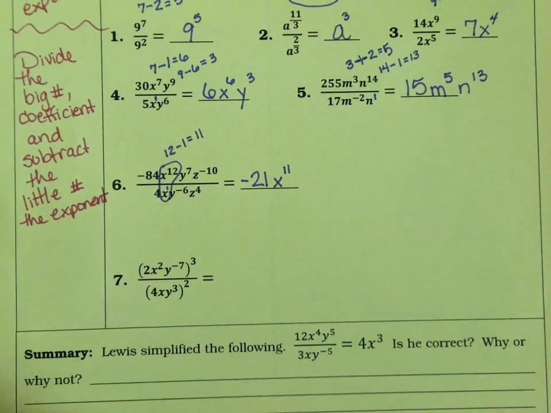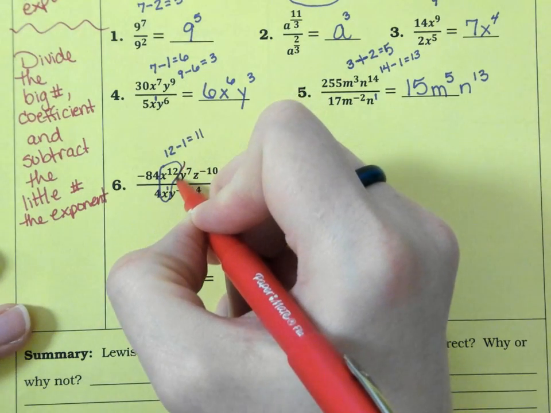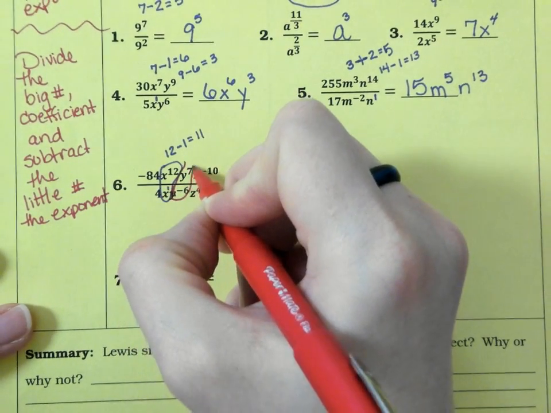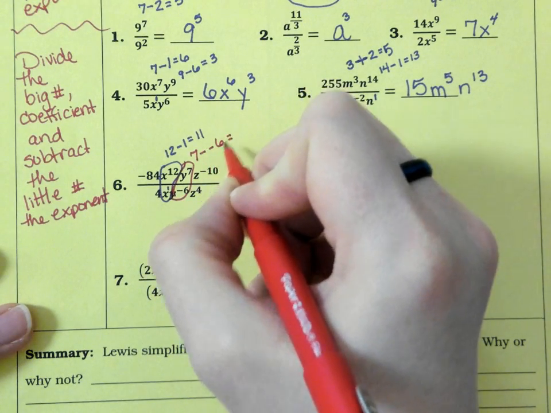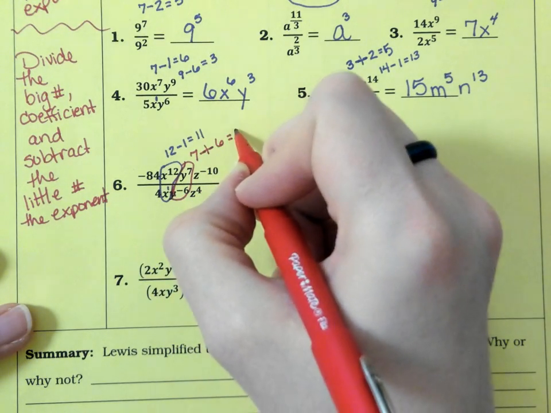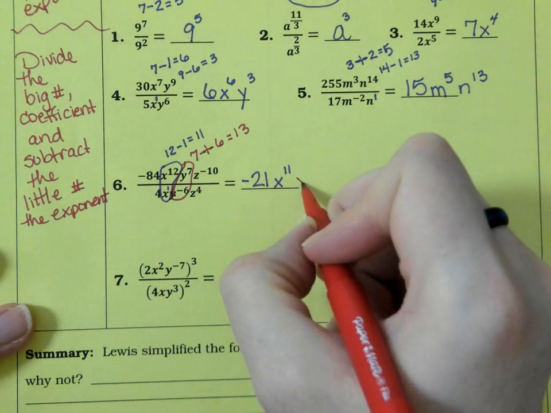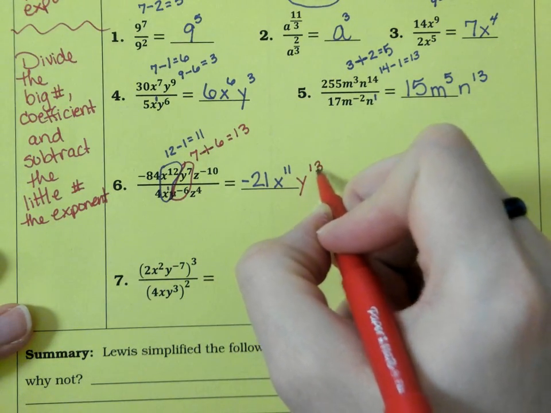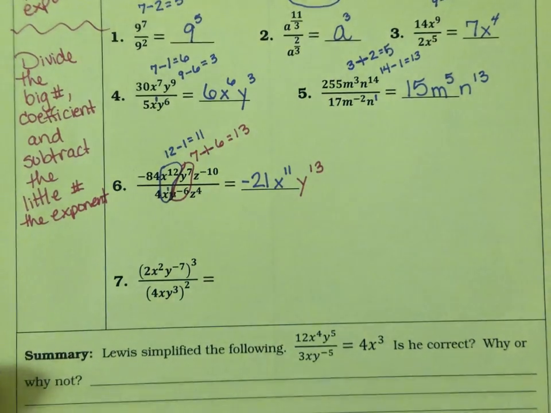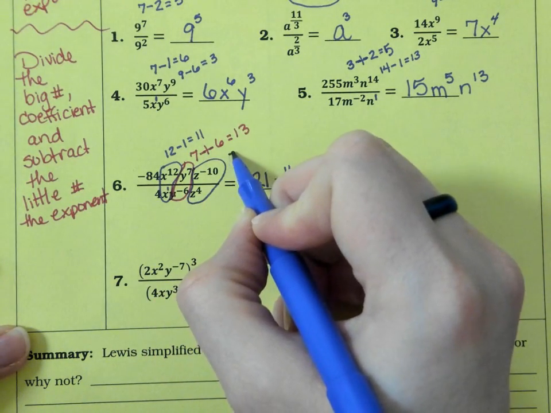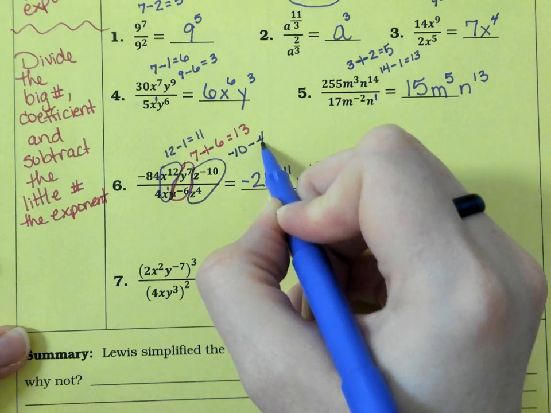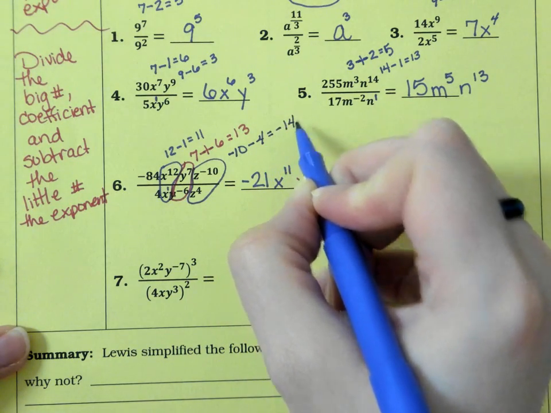And then I have 7 and negative 6. So 7 minus negative 6. Again, 2 negatives become a positive 13. So y to the 13th power. And then the last one, I have z to the negative 10 minus 4, which gives me negative 14.